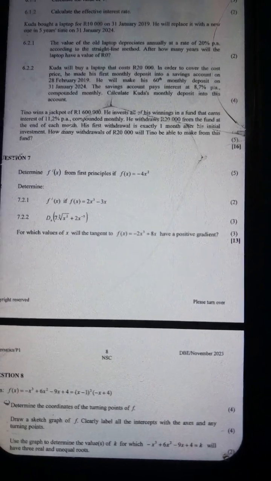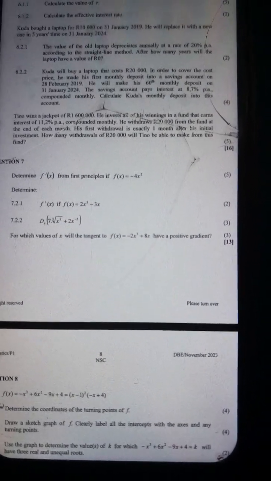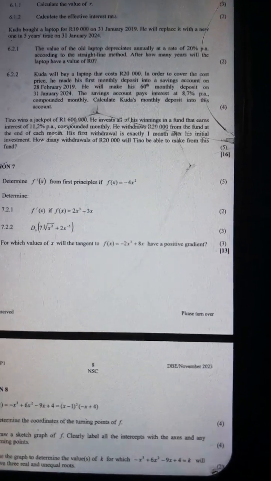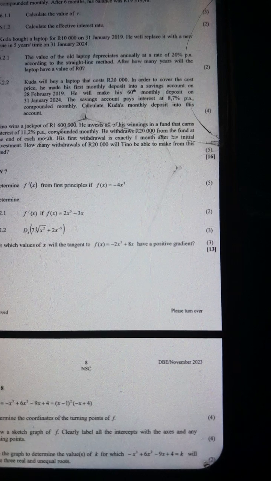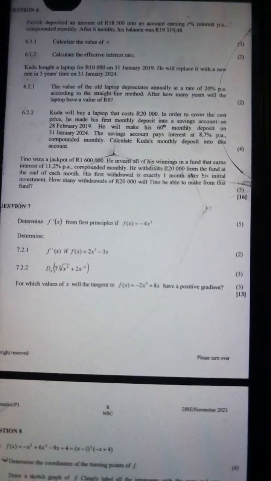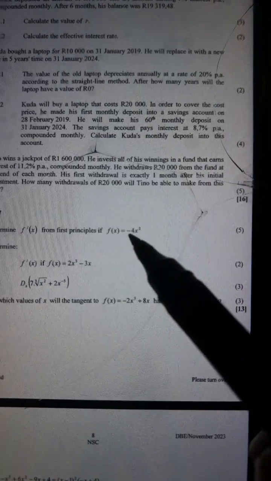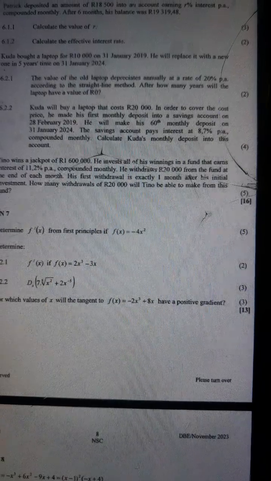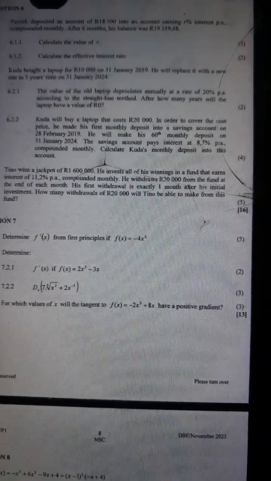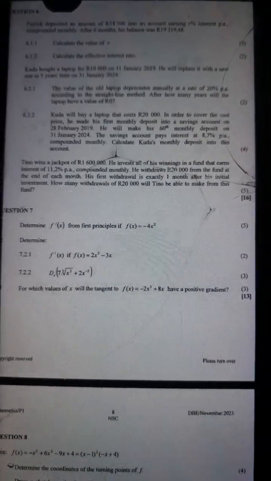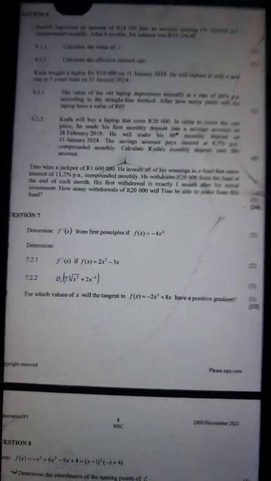So first question says determine 7.1, determine the derivative of f of x from first principle if f of x is given as negative 4x squared. 5 marks, right? So using a power rule, guys, we can say that negative 4 times 2 will be 8, then 2 minus 1, subtracting the power will give us 1. So in other words, the solution must be 8x. We already have that in our mind. But we need to apply that in a first principle. Let's put that into practice.